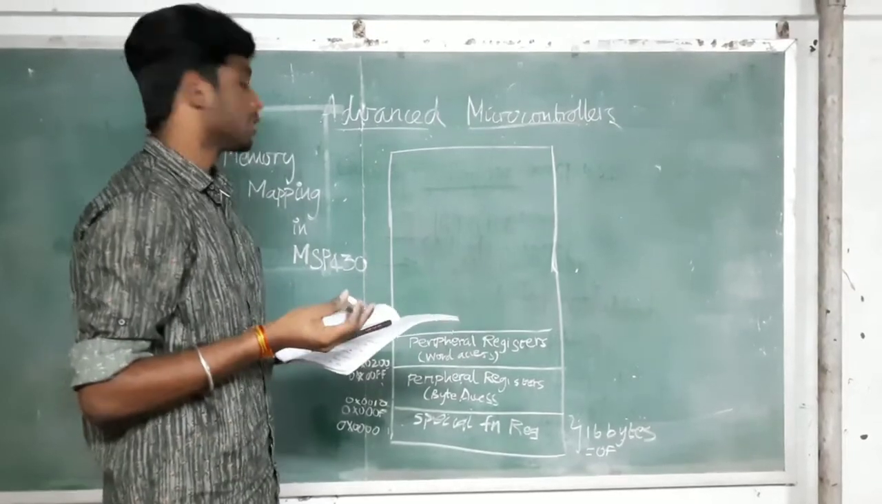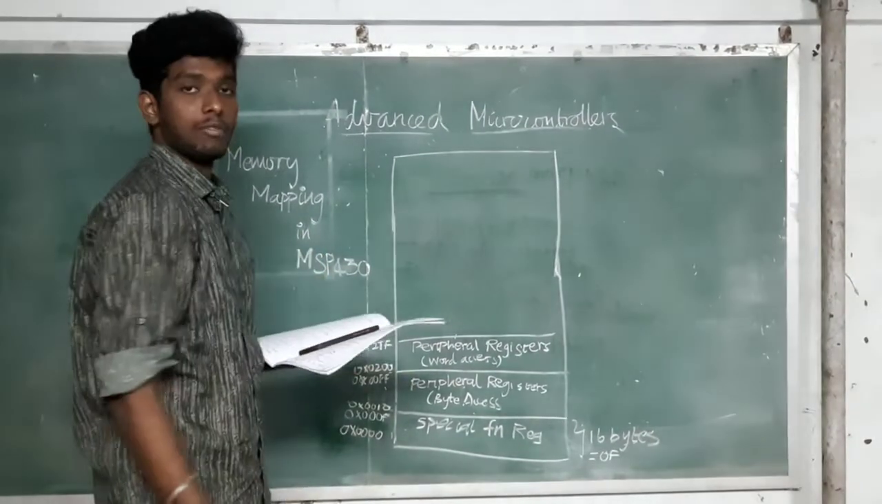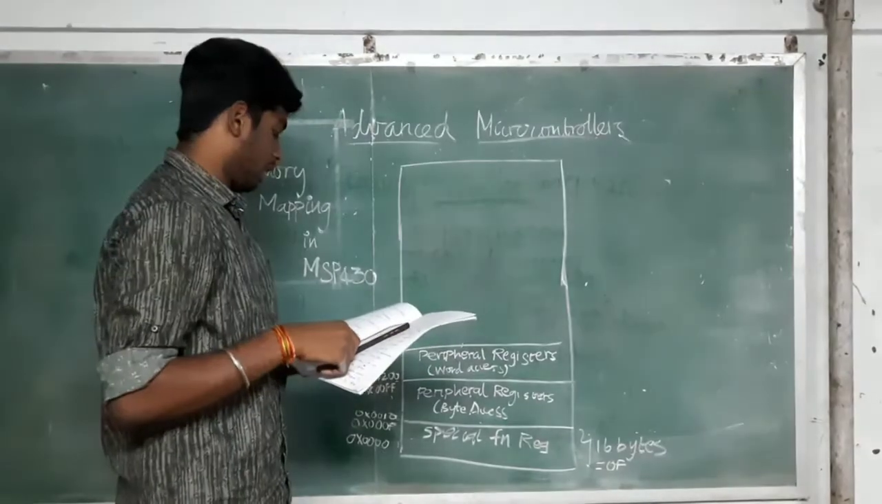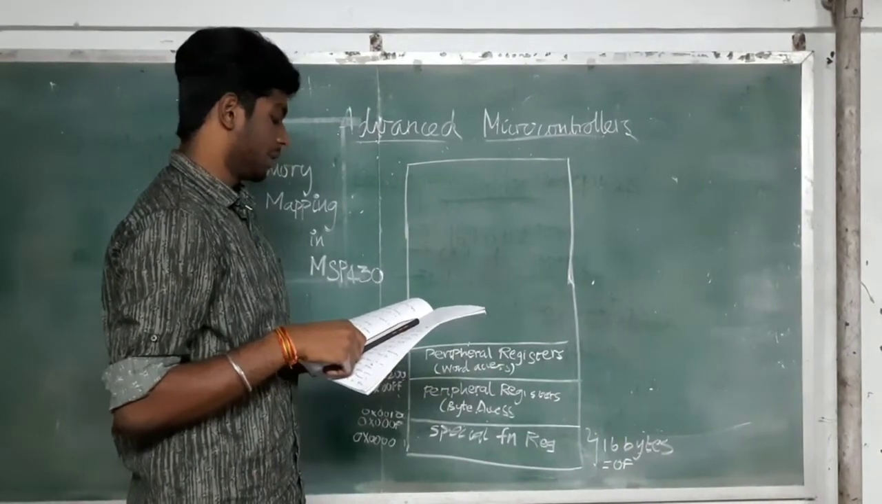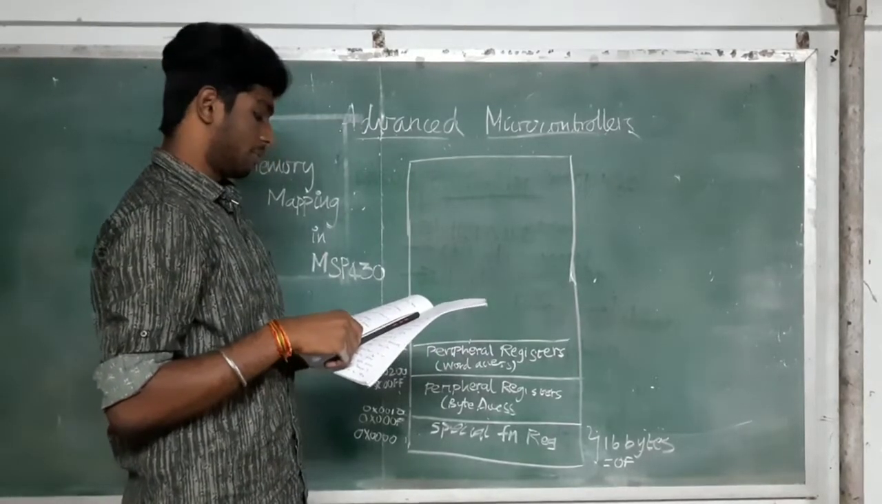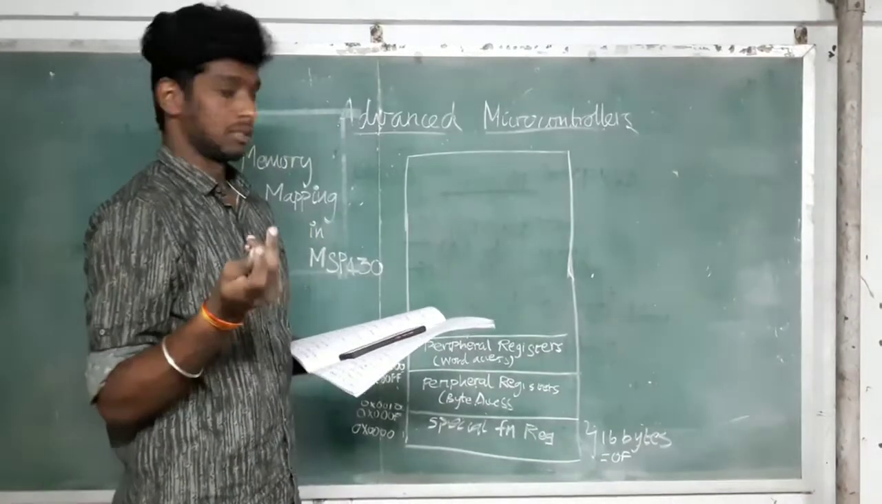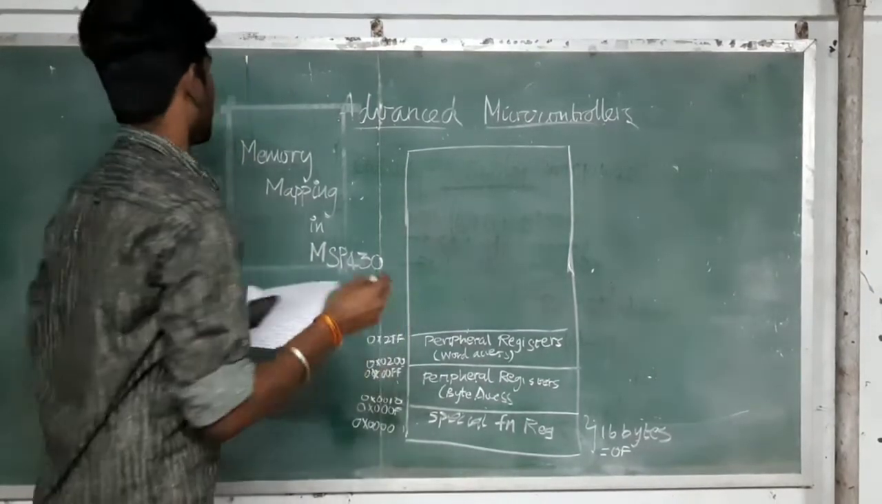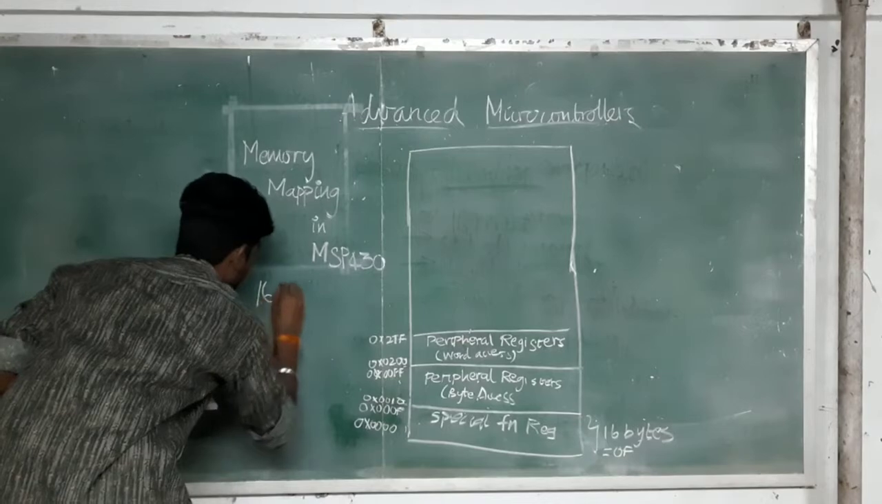Hello everyone, now we are going to see about memory mapping in MSP430. MSP430 follows Von Neumann architecture, which means that the entire memory will be in a single block. This block of memory will be connected to the CPU through buses. So MSP430 follows 16-bit addressing.